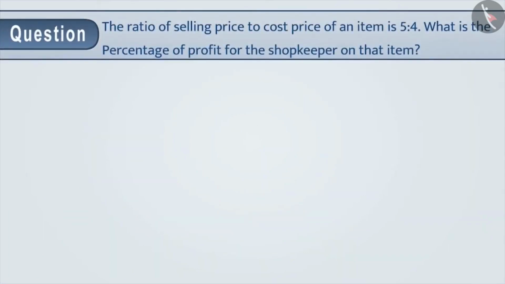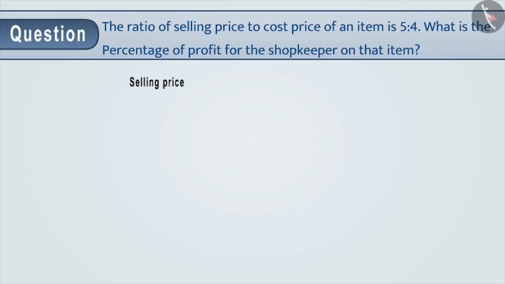Now let's solve an exciting example. The ratio of selling price to cost price of an item is 5:4. Find the percentage of profit for the shopkeeper on that item. Do you know that we can solve many examples without using the formula? We will solve this example in this way.